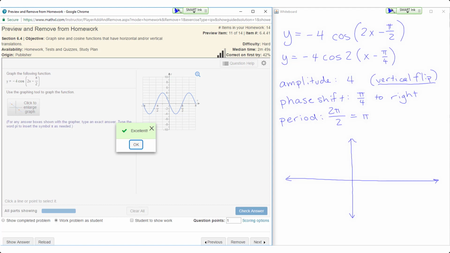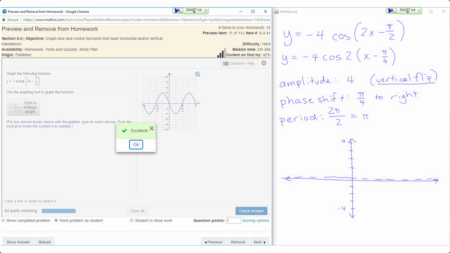So for instance, there's no vertical shift. So I have this horizontal axis right here at 0. And then the amplitude is positive and negative 4. So 1, 2, 3, 4, that's my maximum. 1, 2, 3, 4, that's my minimum.